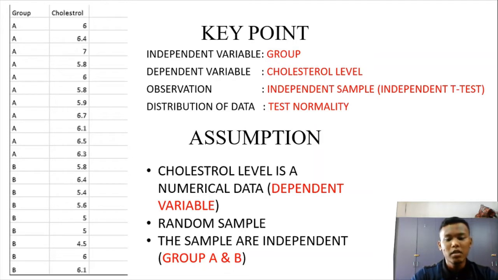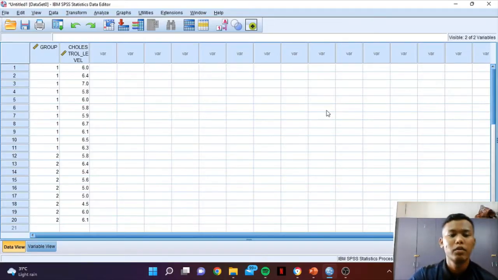And for the assumptions, we get cholesterol level is numerical data, which is the dependent variable. The second one is random sample, and the third one is the samples are independent, which is group A and group B. Okay, now I will show you how to test the normality.